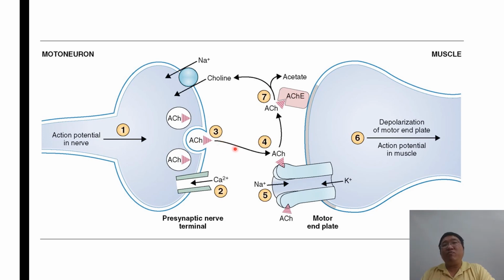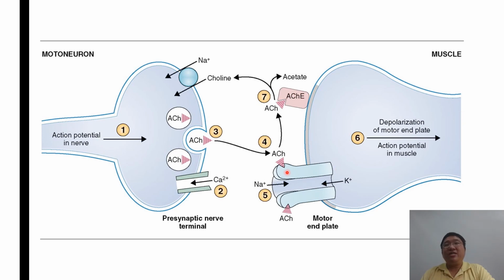And the acetylcholine will bind to the acetylcholine receptor, which is on the motor end plate. The acetylcholine will activate action potential here, and then muscle contraction later on.